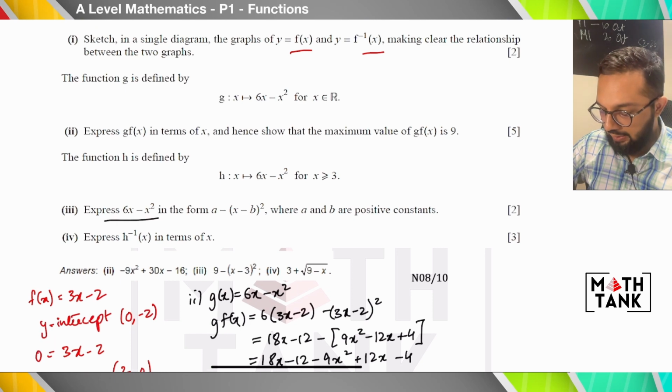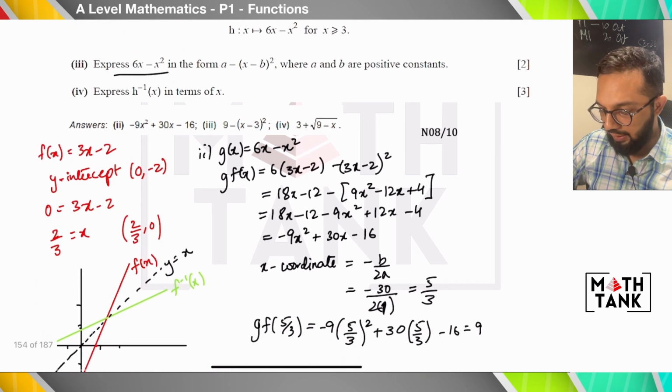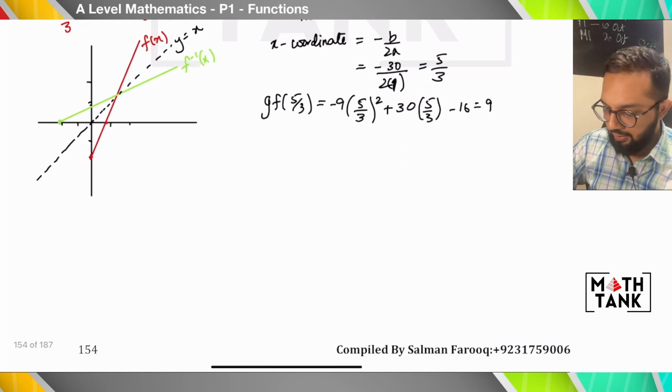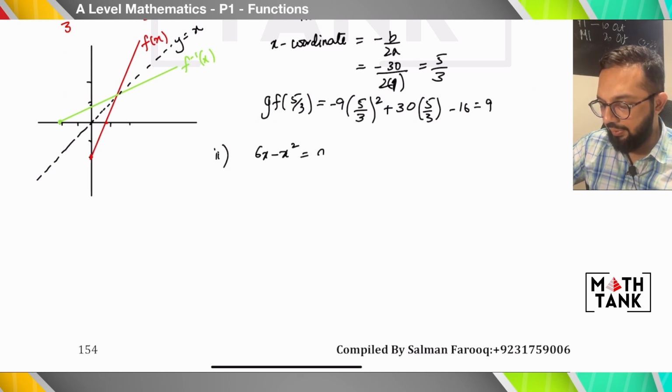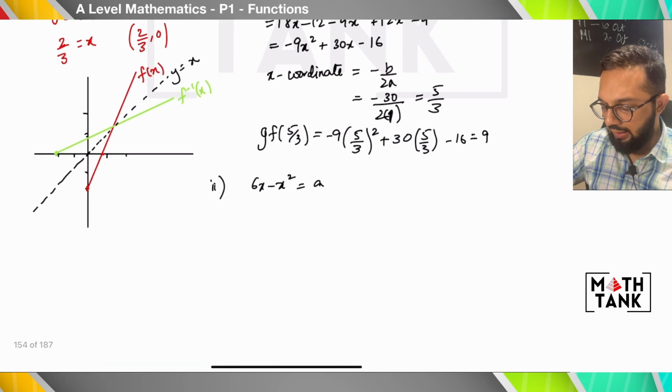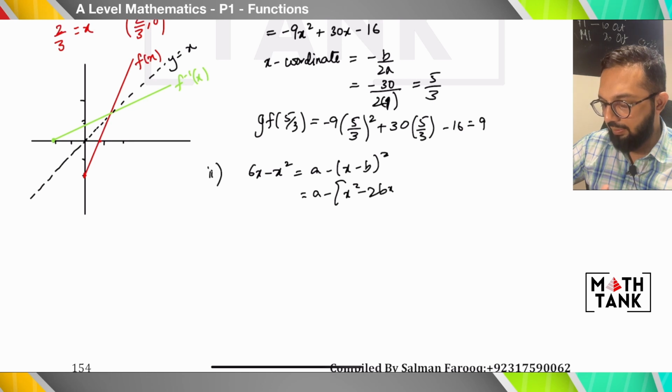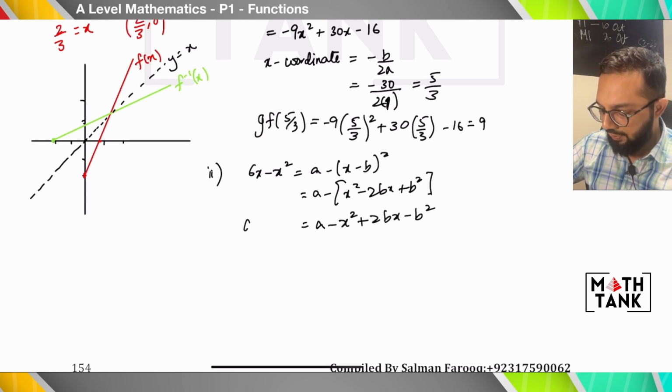Then part 3 says express 6x minus x squared in the form a minus (x minus b) whole squared, where a and b are positive constants. So I'm going to do the same, completing the square that I've done before. 6x minus x squared equals a minus (x minus b) whole squared. So a minus x squared minus 2bx plus b squared, so a minus x squared plus 2bx minus b squared. Comparing coefficients.